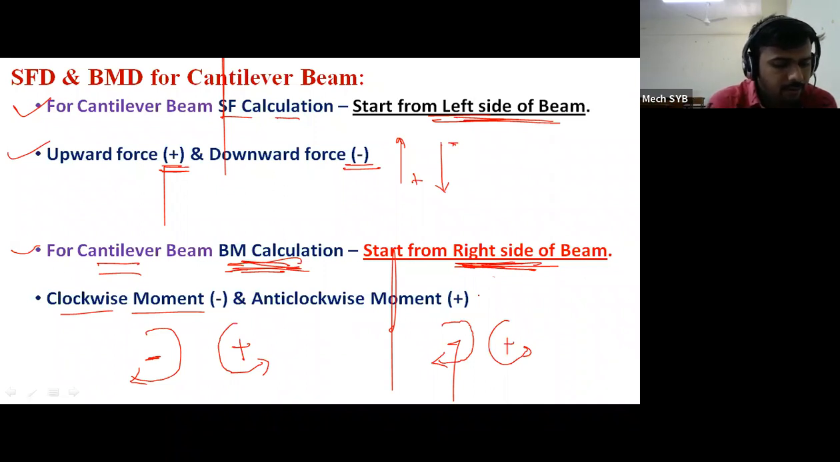Okay. So these are the sign conventions, and now we'll solve the problems based on the SFD and BMD for the cantilever beam. So write down, draw SFD and BMD for cantilever beam shown in figure below. So that loading diagram is given to you. So I will draw the figure here, and accordingly you take it in your notebook.